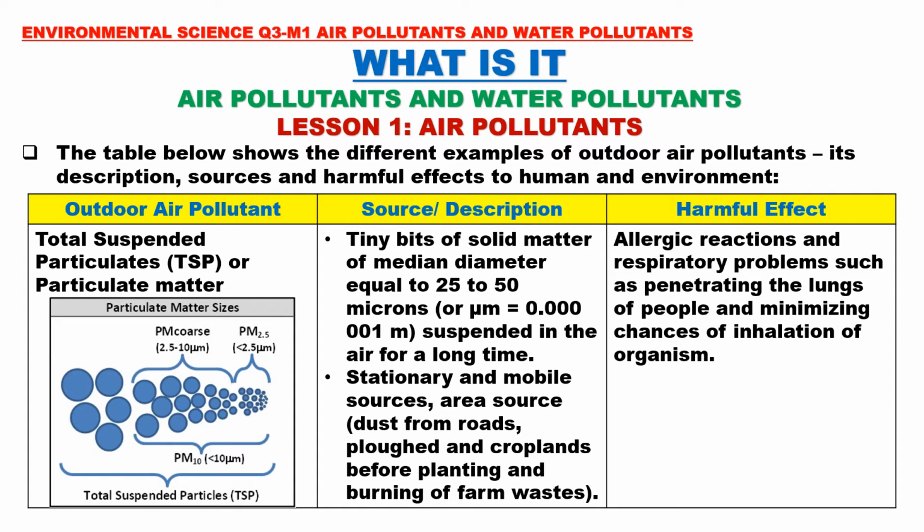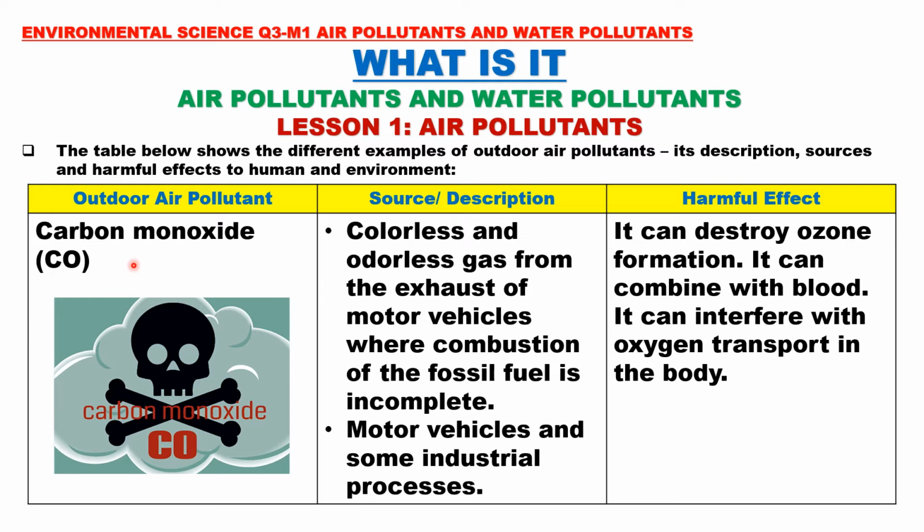So that's TSP. Next we have carbon monoxide or CO. It's a colorless and odorless gas from the exhaust of motor vehicles where combustion of the fossil fuel is incomplete. So motor vehicles and some industrial processes are your sources of carbon monoxide. Harmful effect: it can destroy ozone formation, it can combine with blood, it can interfere with oxygen transport in the body. So we call this condition carbon monoxide poisoning.